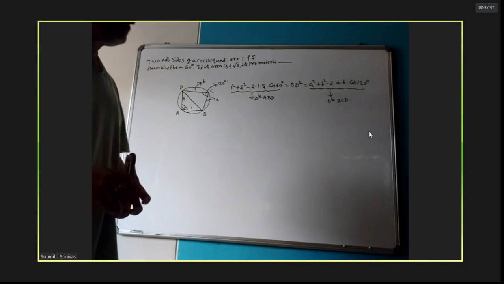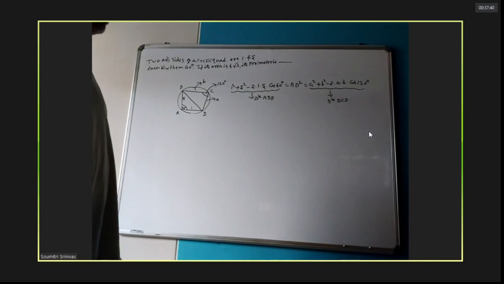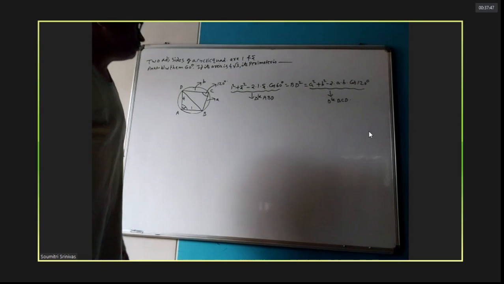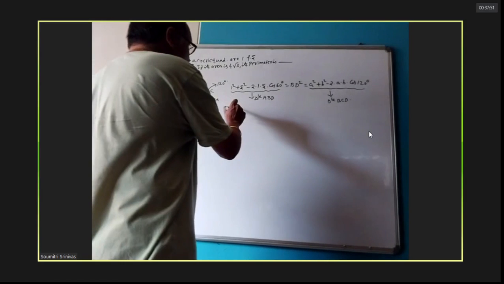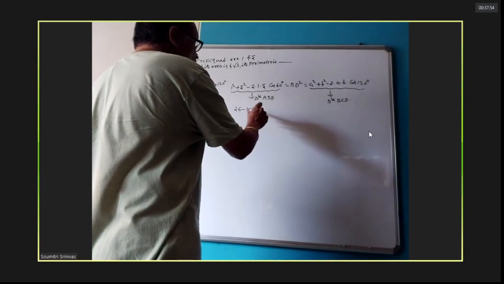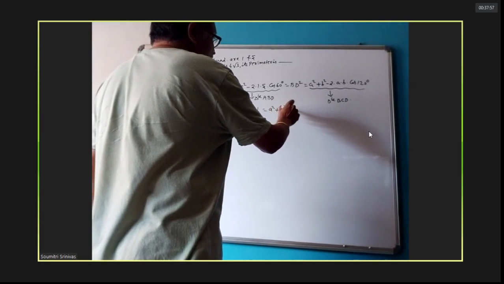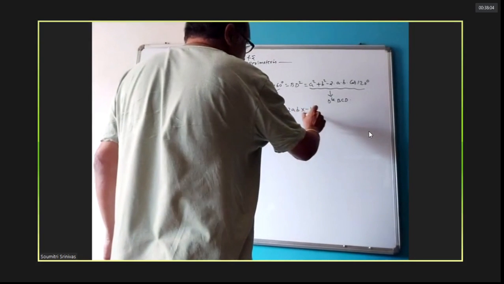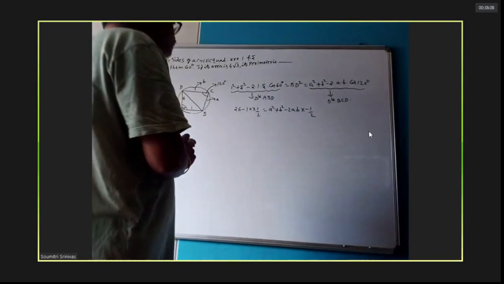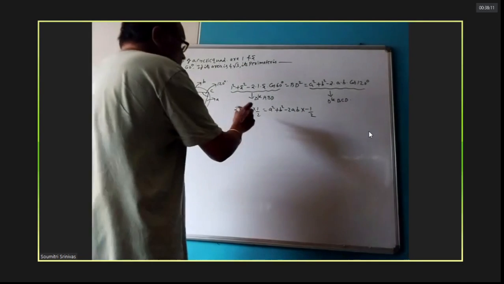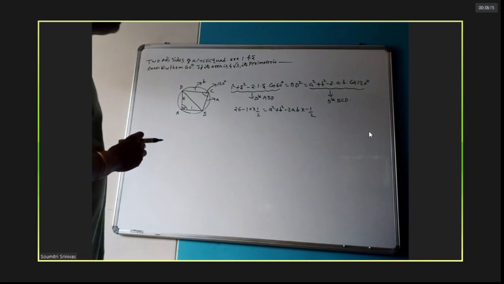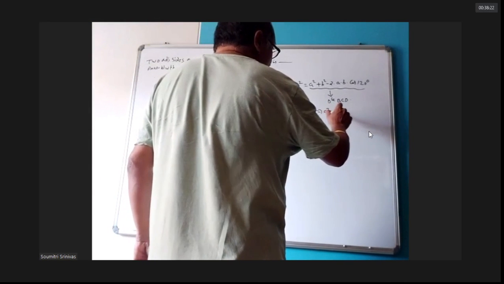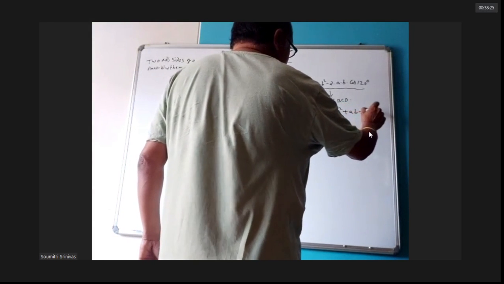Up bolo. What will I get? First one? 25 plus 1, 26. Minus 10 into half. A square plus b square minus 2ab into cos 120, minus sin 30, minus half. 2 goes 10 times. 2 goes 5 times. 26 minus 5, 21. Correct?